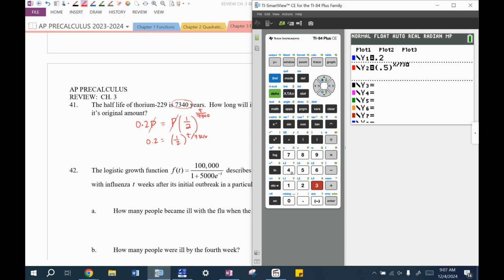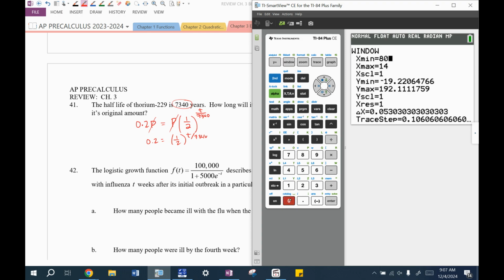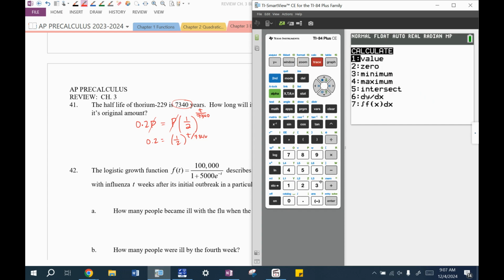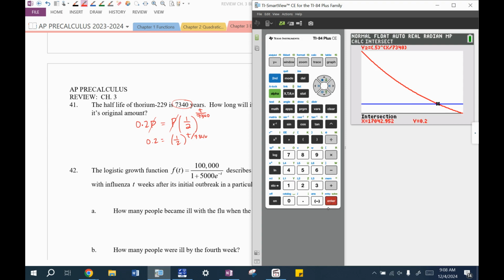So if you're going to guess, we're trying to get to 20%. It takes 7,000 years just to get to 50%, right? So let's set our window. I'm going to start at 8,000 because again, 7,300 just to get to 50% half-life. And maybe we'll bump this out to like 20,000 because our previous half-life problems have been in the teens, in the thousands. So zoom, fit. There we go. So second, trace, intersect, boom, boom, boom. Yeah, so my answer is 17,000.